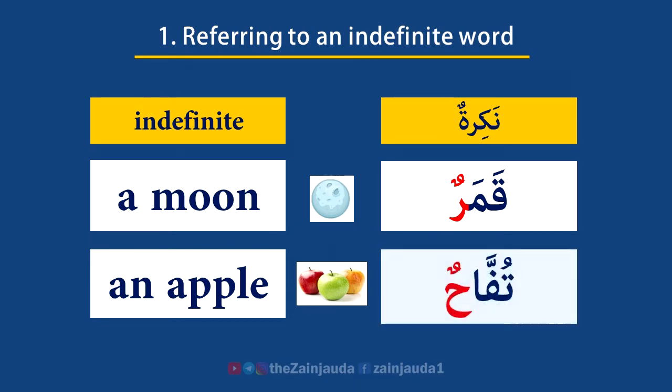For an apple, we say tuffahun. Originally, it is tuffah, and with the tanween al-Dhamm, it becomes tuffahun. Notice tanween al-Dhamm in both of the words. So the first significant point about Arabic today is that tanween al-Dhamm is used to refer to an indefinite word.